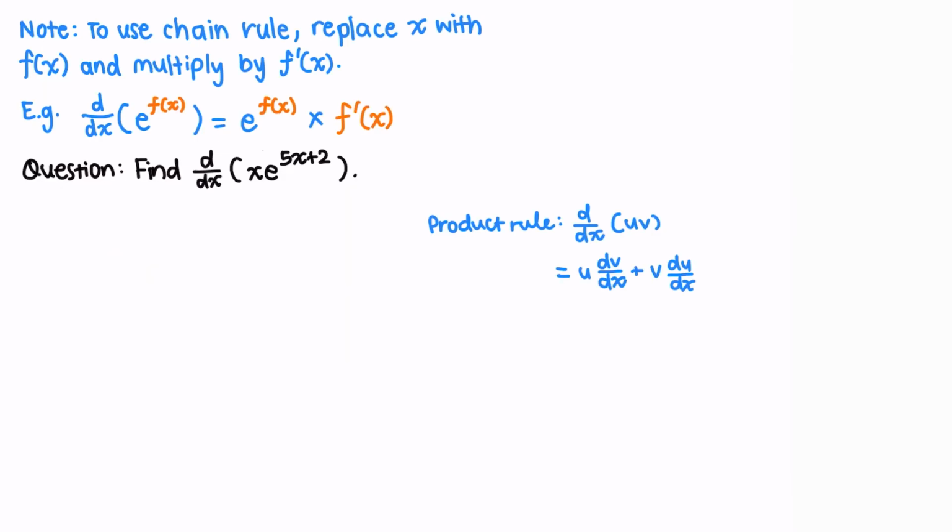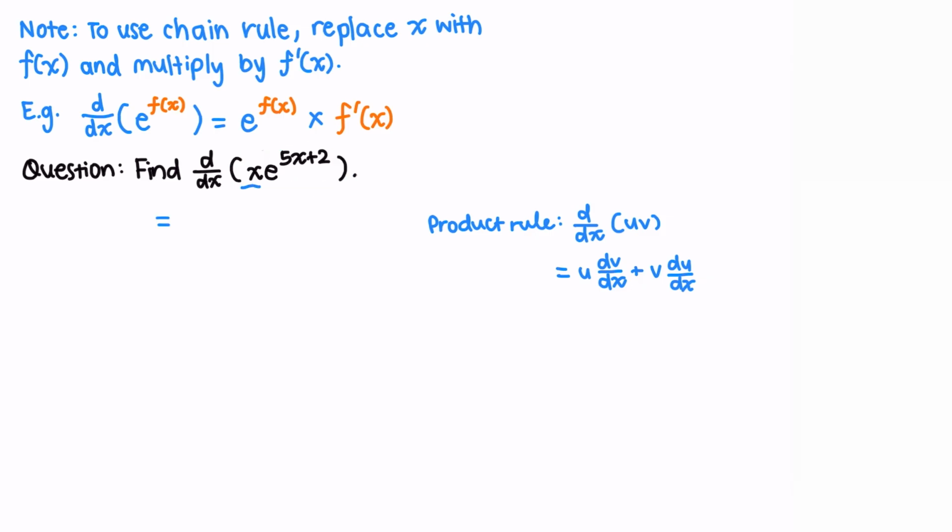Alright, let's first attempt a question. Find the derivative of x times e to the power of 5x plus 2. Now you see I've conveniently written the product rule over here for your reference. If we see, this is a product between x and e to the power of 5x plus 2. We don't know how to differentiate this entire thing in totality, that's why we need to break it into two parts to use product rule.